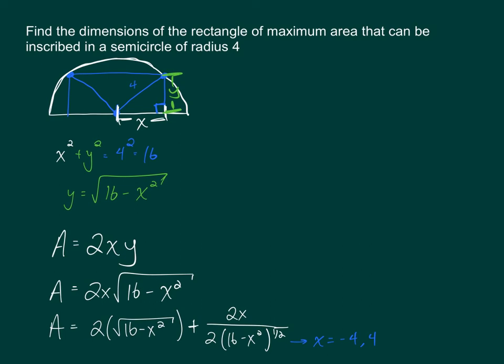So if we set this equal to 0, I'm going to change my notation a little bit to 16 minus x squared to the 1/2 power plus 2x over 16 minus x squared to the 1/2 power. There's a 2 here. All right, so I'm going to multiply everything by 2 times 16 minus x squared to the 1/2 power to get rid of this denominator, and it leaves me with something like this.